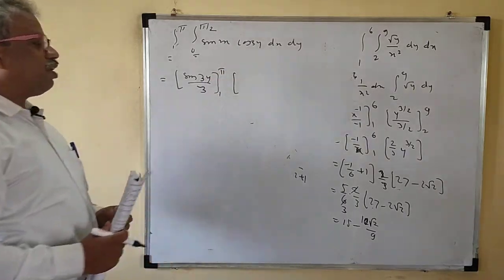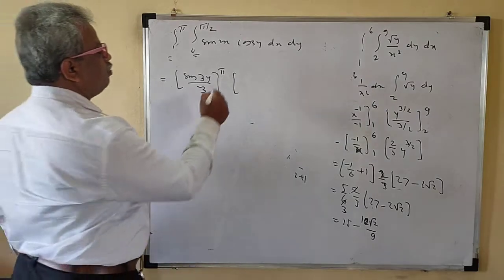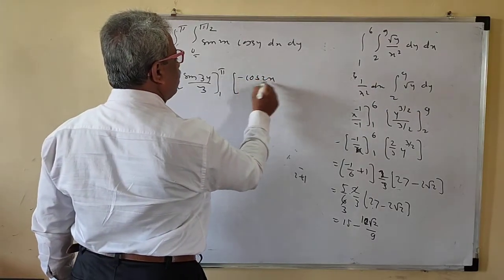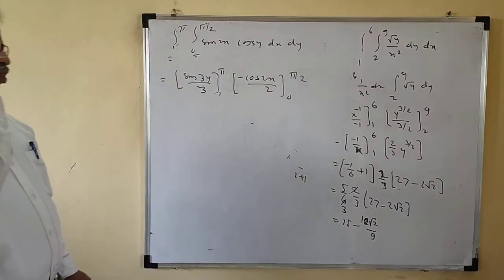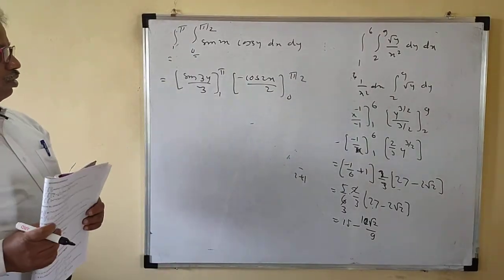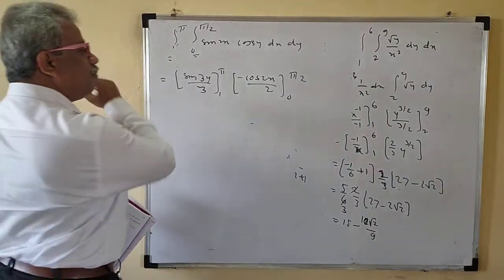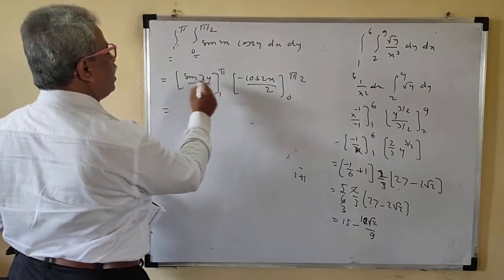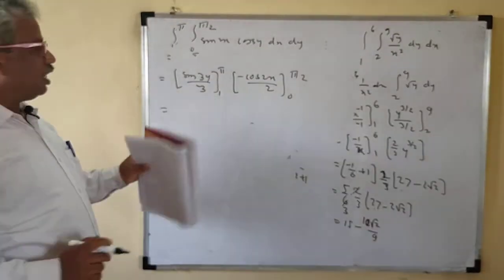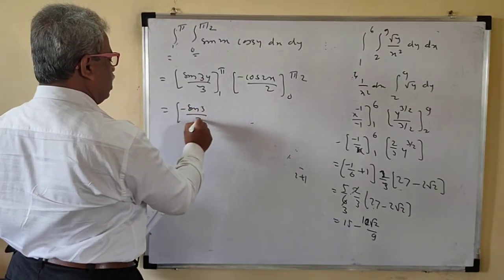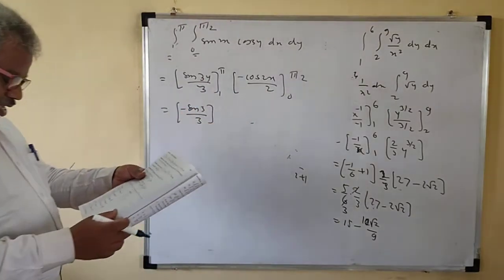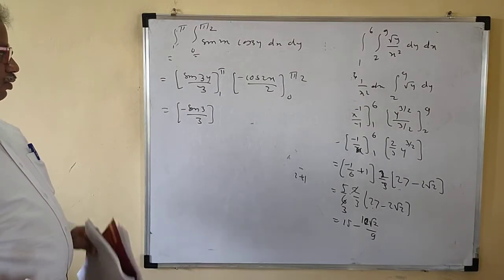Okay. And integration of sine is minus cos. So minus cos 2x upon 2, 0 to pi by 2. If you put pi by 2, so cos pi, okay, no problem for pi by 2. So this is what? Sin 3 pi is 0 now. Sin 3 pi is 0. Okay, so that means what? This is minus sin 3 upon 3. Minus sin 3 upon 3.